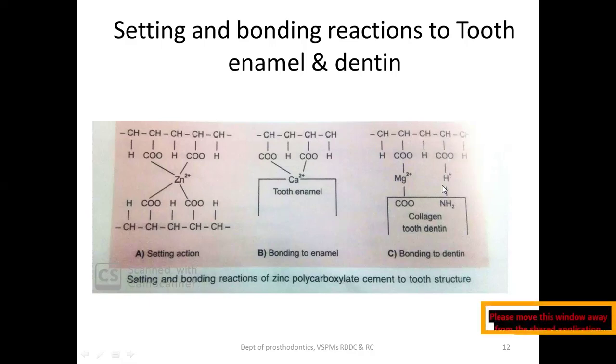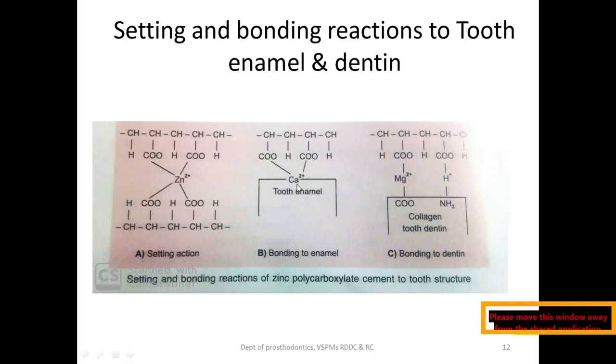So this is the first reaction with the dentin, bonding with the dentin. And secondly, some ions diffuse from the cement and allow a bridge between the carboxylic group of the polyacrylic acid and the collagen of the dentin. So by this ion diffusion, a bridge is formed between the carboxylic group of the cement and the collagen of the dentin. This way, the bonding occurs with the tooth enamel and the tooth dentin.